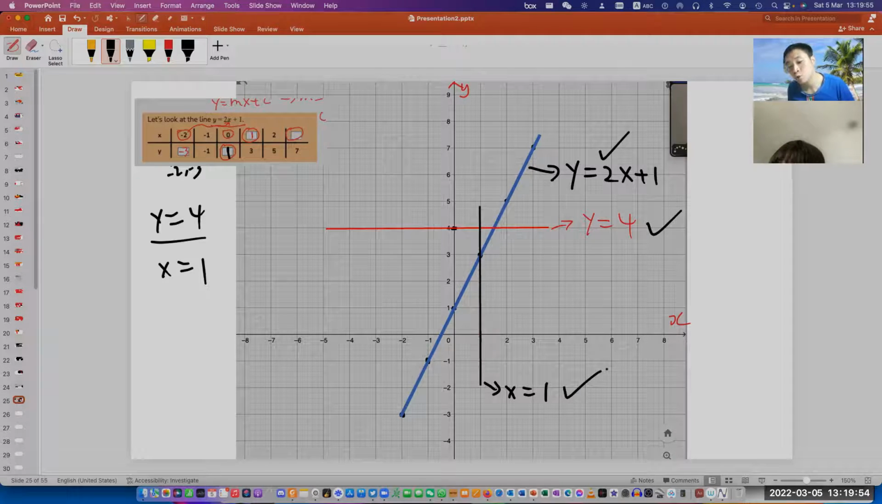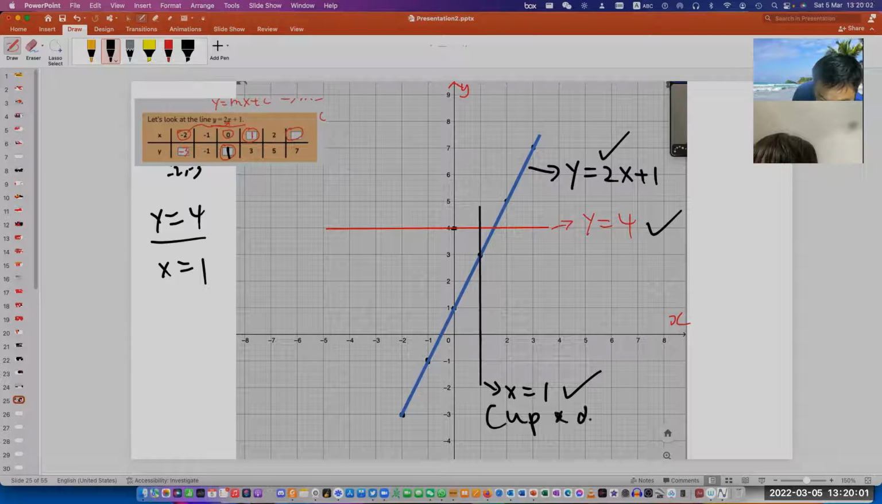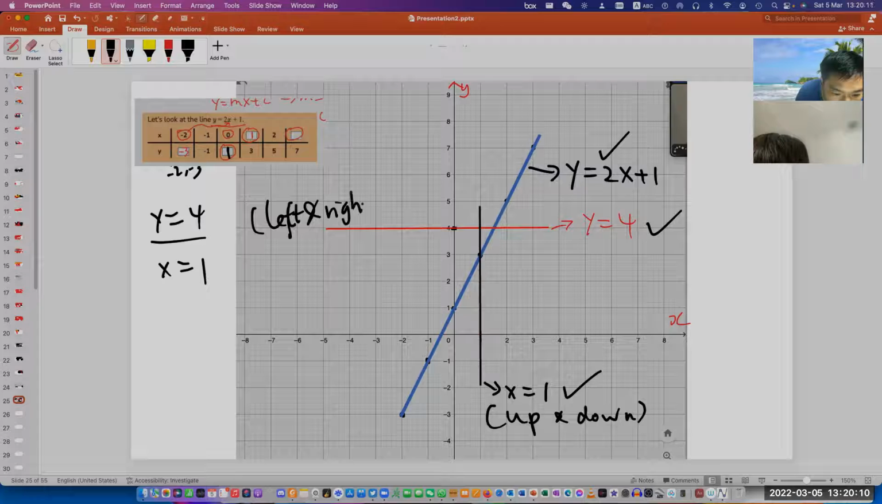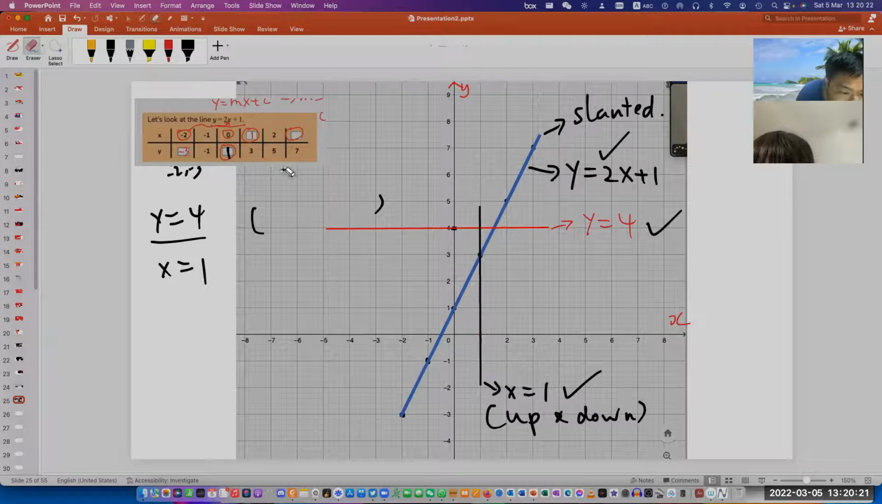So can I ask you a question now? x equals to 1 is an up-down vertical line. Then this line is a left-right. Then this one is what? This one is slanted. So is that right or right? Yeah, handwriting can confuse people. Very good. So left and right.